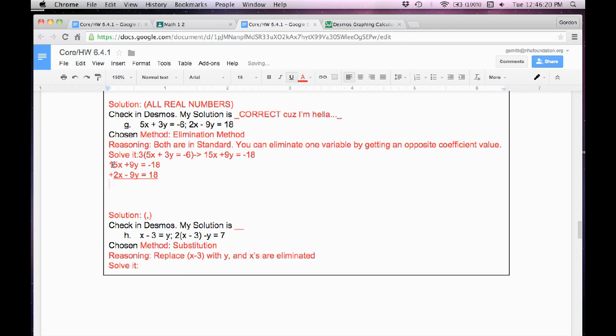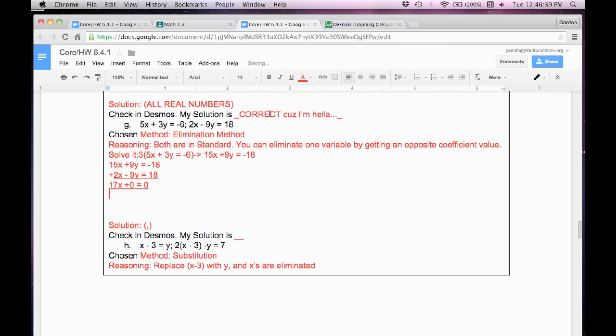And then let's add this together. 15x plus 2x is 17x. Positive 9y plus negative 9y is just plus 0. And then negative 18 plus 18 is 0. So then get rid of the 0. 17x equals 0. Guess what? I'm pretty sure if 17x is 0, then x is 0.